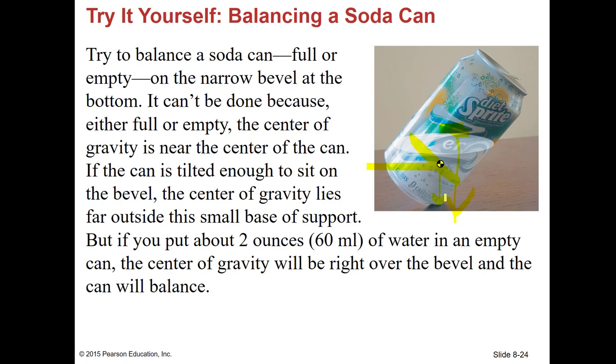Okay, so if the can is tilted enough to sit on the bevel, the center of gravity lies far outside this point. But if you put about 2 ounces of water in an empty can, or drink some out so there's only 2 ounces left, the center of gravity will be right over the edge, and then you could actually balance it that way. So with a can completely full or completely empty, the center of gravity is never going to be over this point of support. But if you have about 2 ounces left in the can, then you can actually balance it because the center of gravity will be over the point of support.